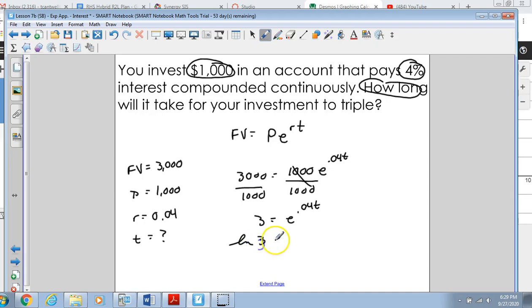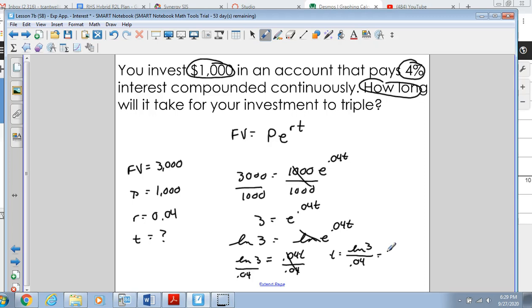So the natural log of 3 is equal to the natural log of e to the 0.04t. So natural log and e cancel each other out. Remember, e is the base of our natural log, and e is the base of this exponent, so they will cancel. So the natural log of 3 equals 0.04t. And to get t by itself, now we just need to divide by that 0.04. So t is equal to the natural log of 3 divided by 0.04.